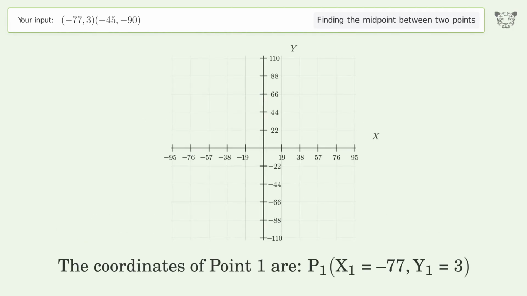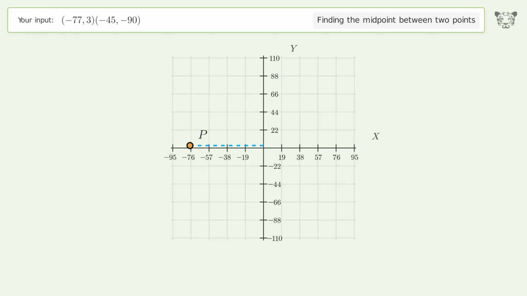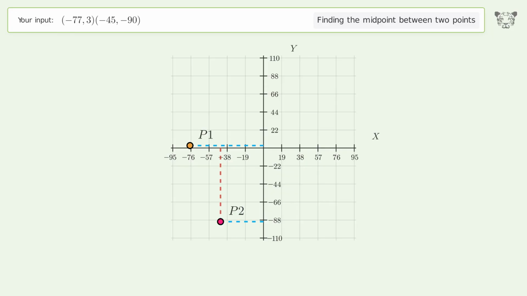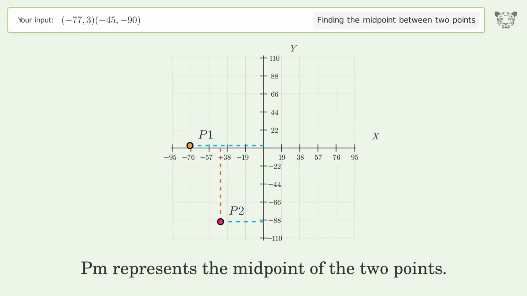The coordinates of point 1 are, x1 equals -77, y1 equals 3. The coordinates of point 2 are, x2 equals -45, y2 equals -90. PM represents the midpoint of the 2 points.